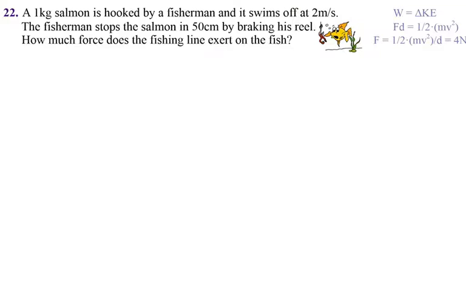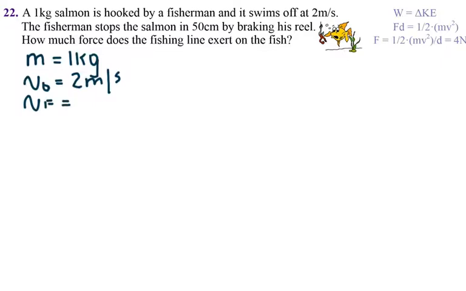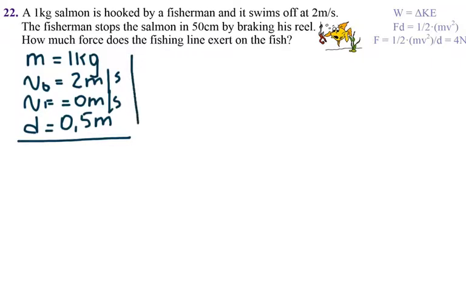A one kilogram salmon, so the mass is given, 1 kilogram, is hooked by a fisherman, and it swims off at 2 meters per second. So the initial velocity of the salmon is 2 meters per second. The fisherman stops the salmon, so the final velocity is going to be 0 meters per second. And it swims over a distance of 50 centimeters, which is 0.5 meters, before it stops. And they want you to find the force needed to stop the fish.